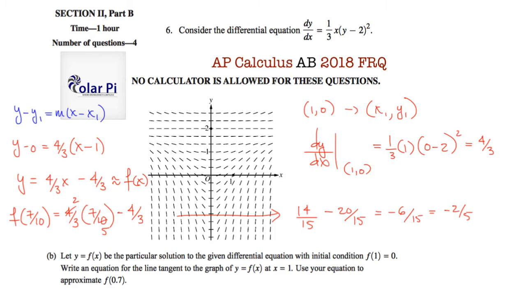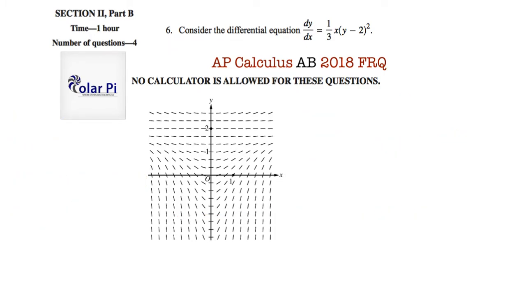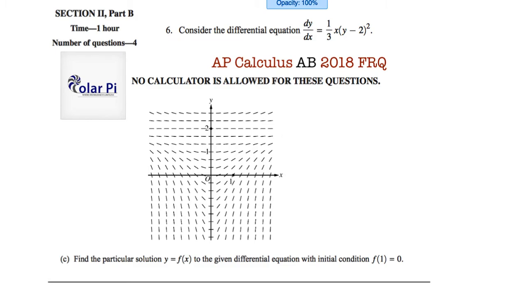And then finally, part C says this. Find the particular solution, y equals f of x, to the given differential equation with initial condition f of 1 equals 0. So knowing that 1, 0 is a point on the function f, given this initial condition, find f. This is a typical separation of variables question.